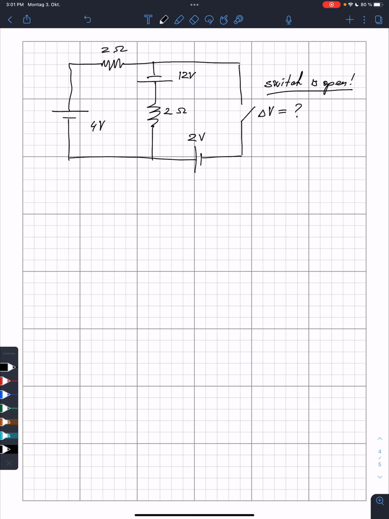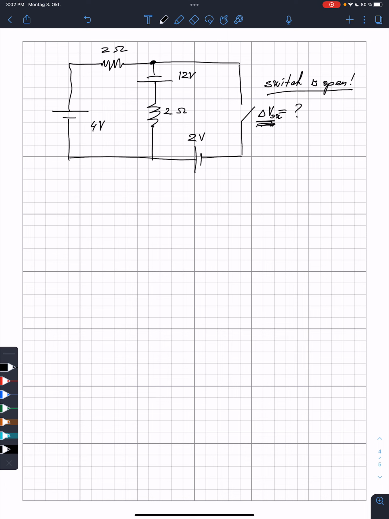Okay, here's the next problem. So the switch here is open. What I need to find is the potential difference across the switch. Very good. So one can in principle simplify this circuit.